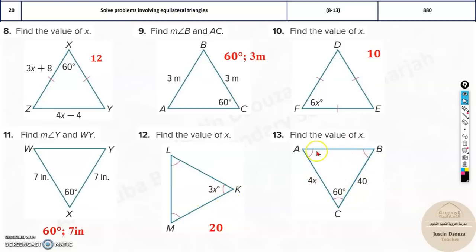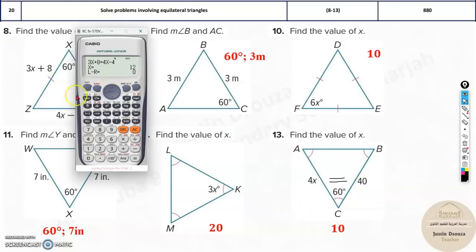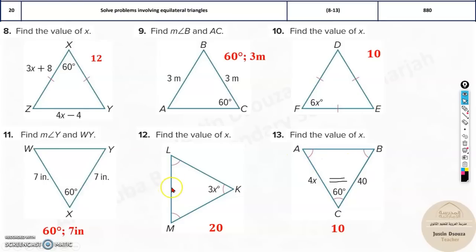Over here, all angles are same, equilateral. So all you need to do is these both sides will be equated. 4x equals 40, x is equal to 10. So that would be the answer. That's it. These are very simple and very straightforward. Don't forget to do them. Easily you can solve them in the calculator as you saw. You don't even need to write anything, and then choose the correct answer.